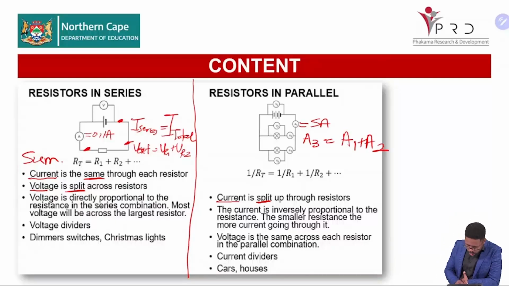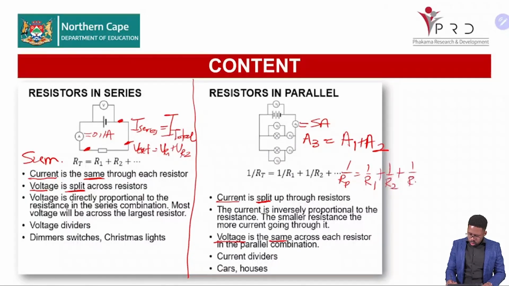Then what will happen to the potential difference across the resistors connected in parallel? We are saying that that voltage will be the same. So in parallel, the potential difference across resistors connected in parallel is the same. And then what will happen to resistance? We'll say 1 over Rp is equal to 1 over R1 plus 1 over R2 plus 1 over R3.